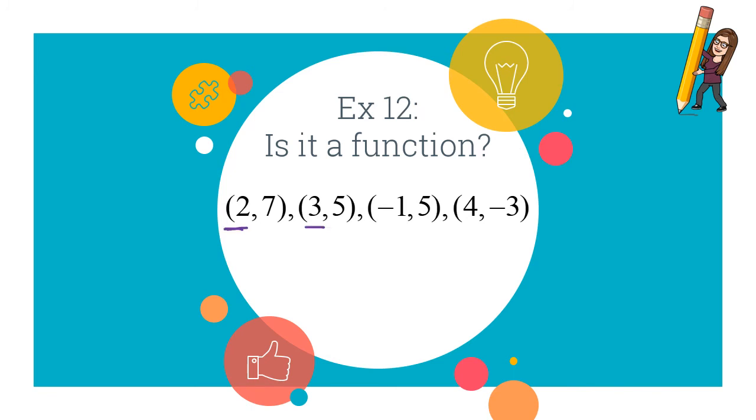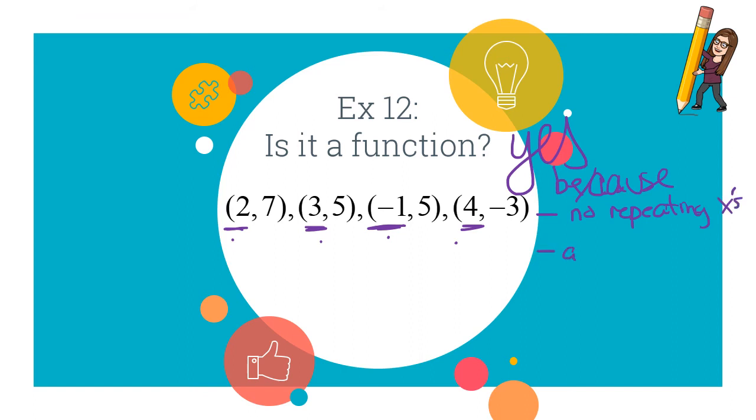Let's take a look here. I have a 2, a 3, a -1, a 4. Notice how I'm ignoring the y values. I don't need the y values to determine if it's a function. All of these are unique. They're all different. So is this a function? Yes. Because there's, and I'm going to show you a few ways to write this, no repeating x's. That's a good thing. Some people don't like the whole yes, no. So you could say yes because all unique x's. If you like to keep a positive statement positive, that would be another way to write it.